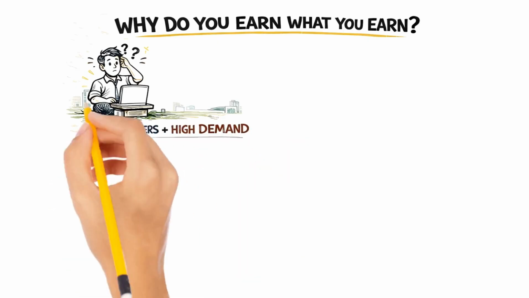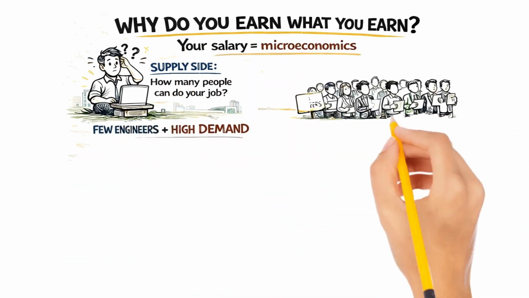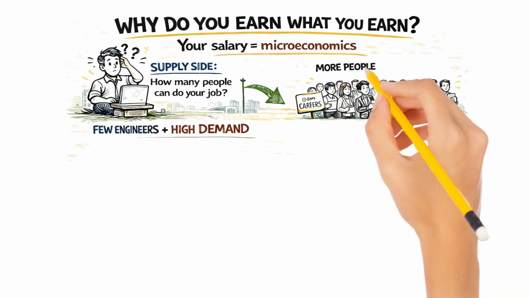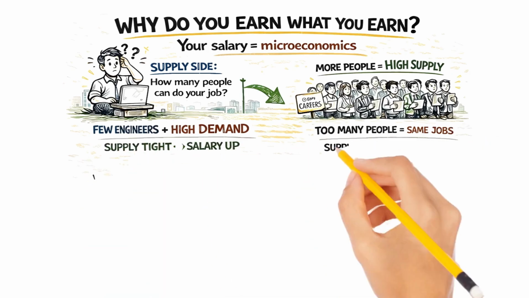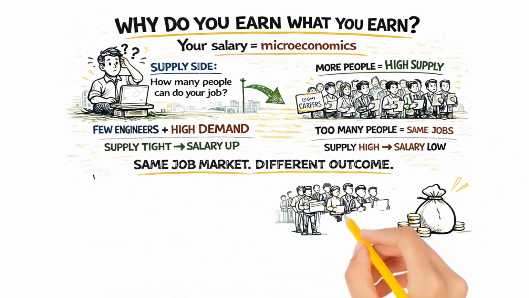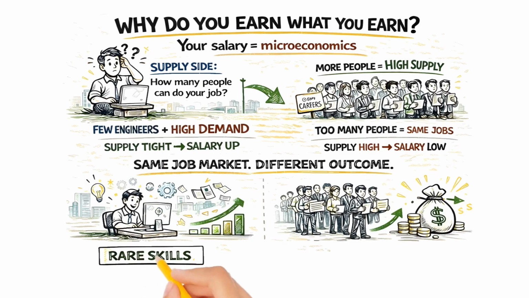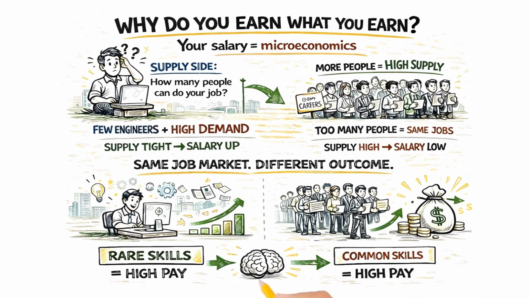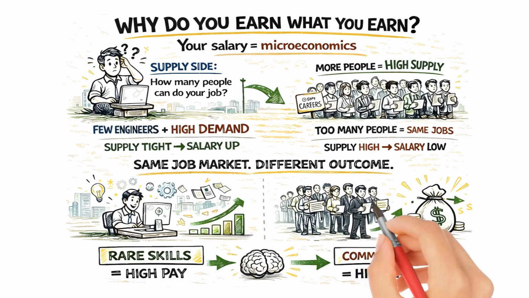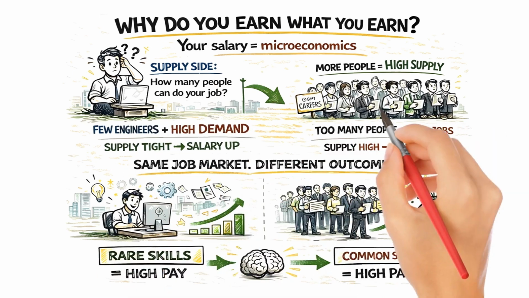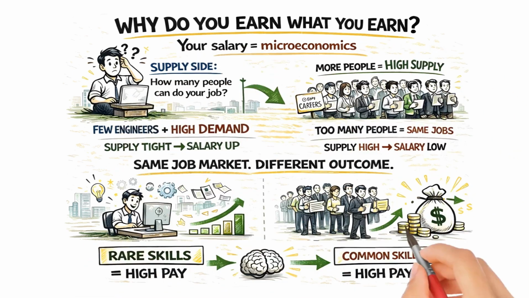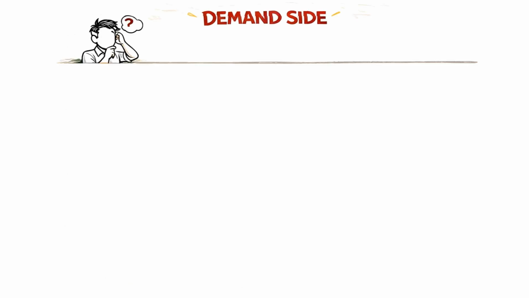Now let's make microeconomics real with an example that affects you directly. Your salary. Why do you earn what you earn? That's pure microeconomics. Supply side. How many people can do your job? If you're a software engineer in a booming tech market and there aren't enough engineers, your salary goes up because supply is tight. If you're in a field with thousands of people competing for the same roles, your salary stays lower because supply is high.